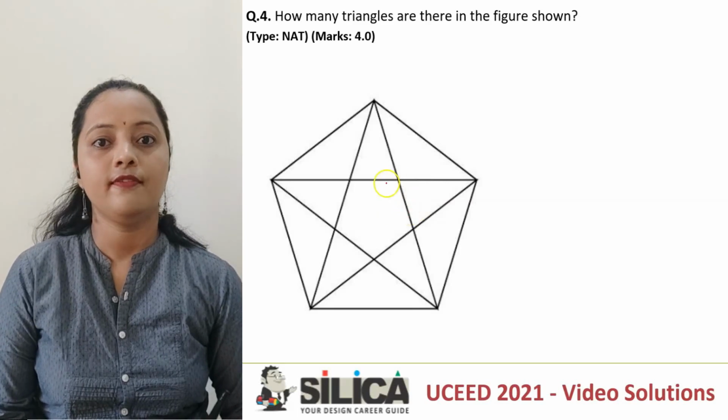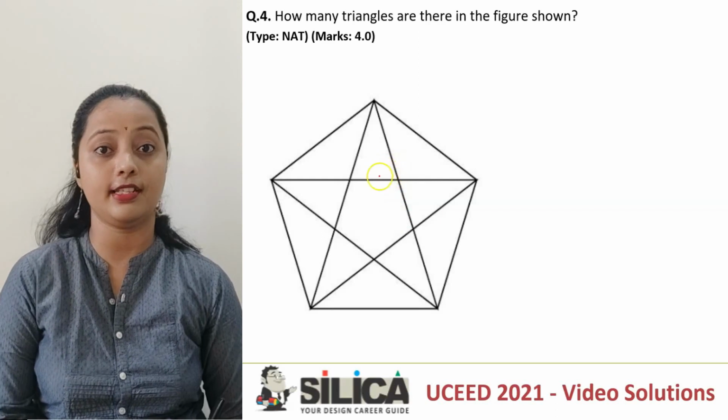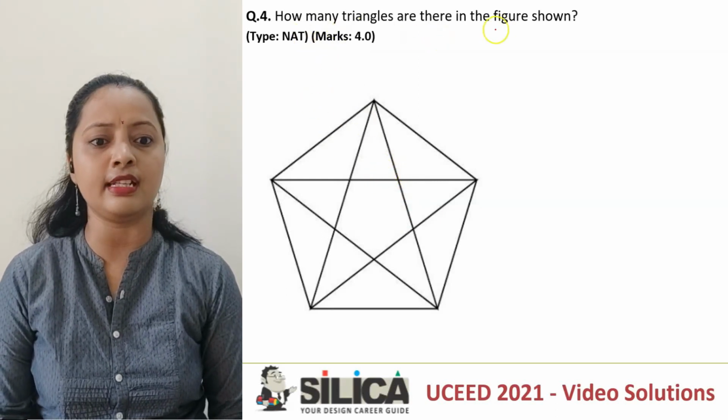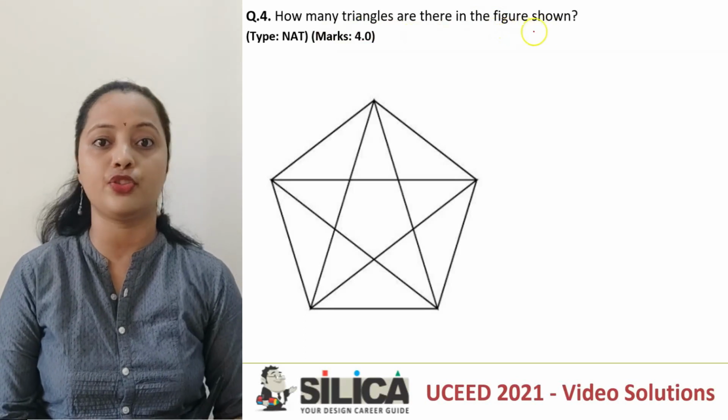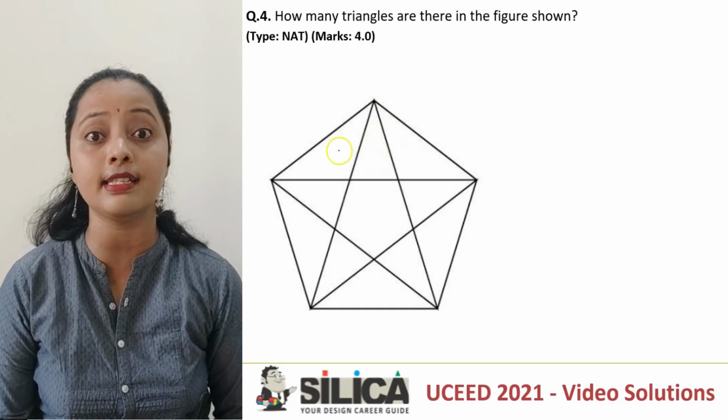Hello everyone. We'll now be seeing a question of the 2021 paper. So let's quickly start. They have given you an image. How many triangles are there in the figure shown? Interesting one, isn't it? We'll have to count the number of triangles I can see in this figure.